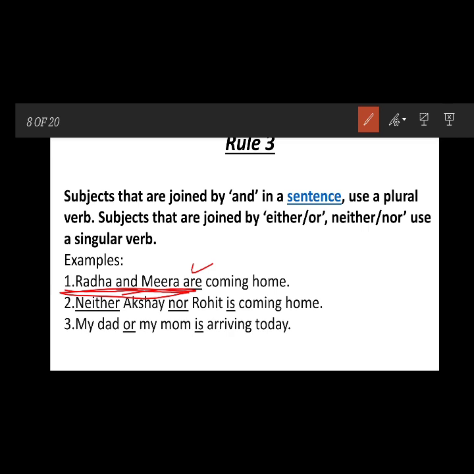But here, neither Akshay nor Rohit is coming home. Here we are talking about one person. Either or neither nor means one of the two, and we are choosing one, that is one option only, not both. So that's why we are using is, a singular verb. And my dad or my mom is arriving today. It means in both of them, only one is arriving today. There is only one, so that's why we are using a singular verb.